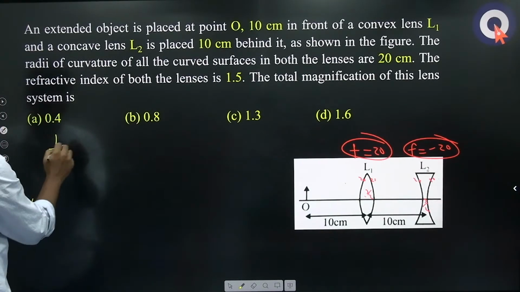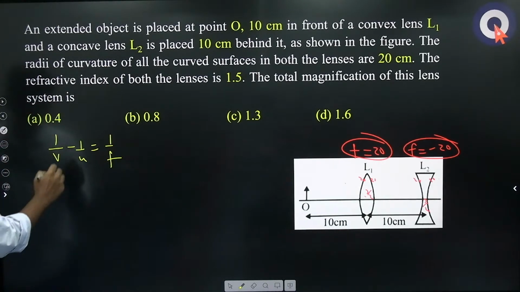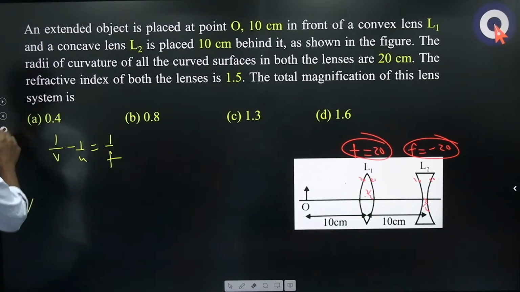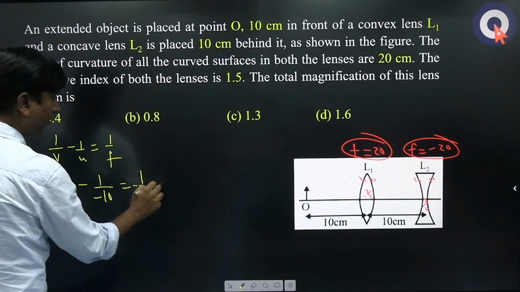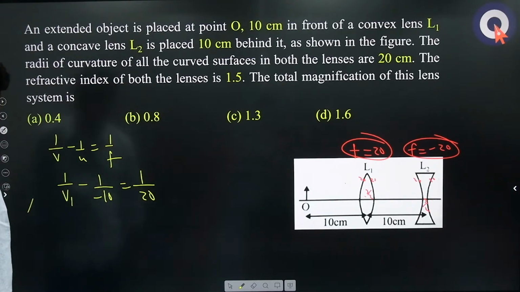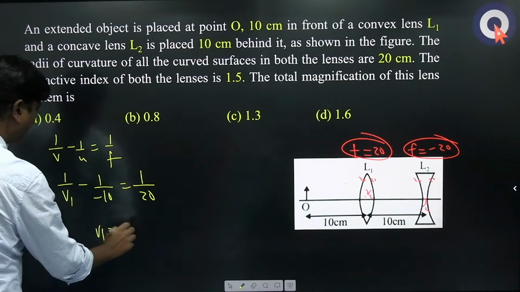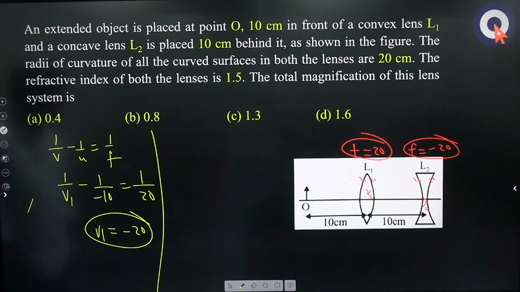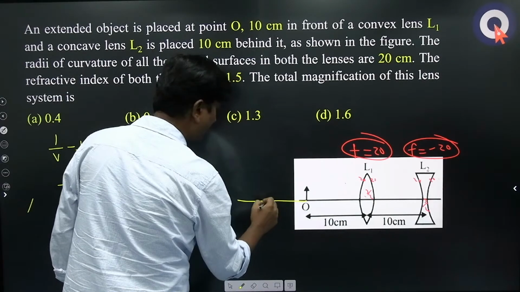So lens formula: 1 by v minus 1 by u is equal to 1 by f. So v1 you have to calculate. So 1 by v1 minus 1 by u, where u is minus 10 and 1 by f is 1 by 20. So 1 by 20 minus 1 by 10. And so v1 will be actually minus 20 you will get. Check it. So the first image will be somewhere here. First image is here.